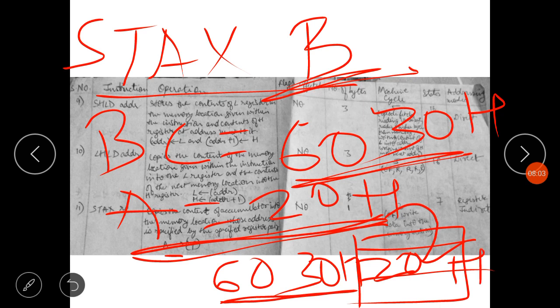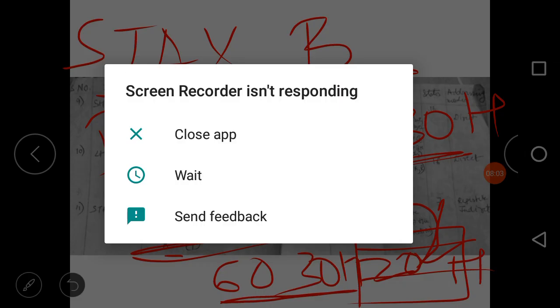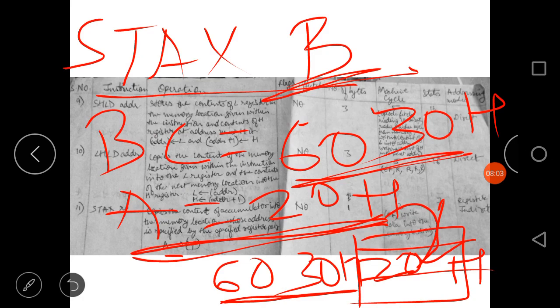So again I am repeating, what does STAX RP do? It will store the content of the accumulator into the memory location whose address is specified by the register pair. Flags affected: again, that is a data transfer group instruction, so no flags will get affected.